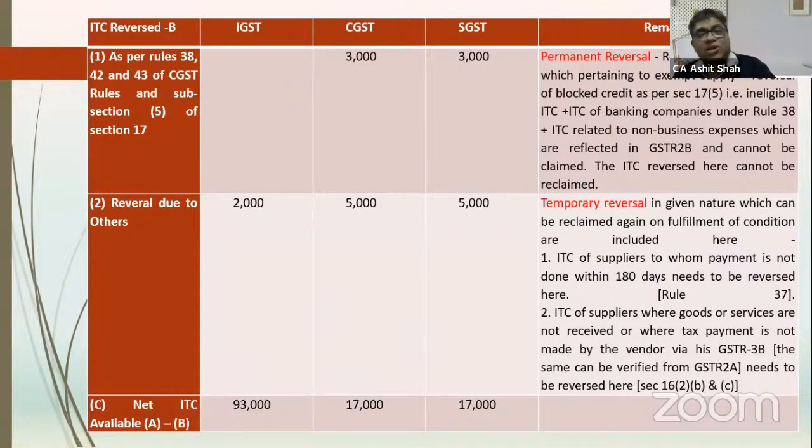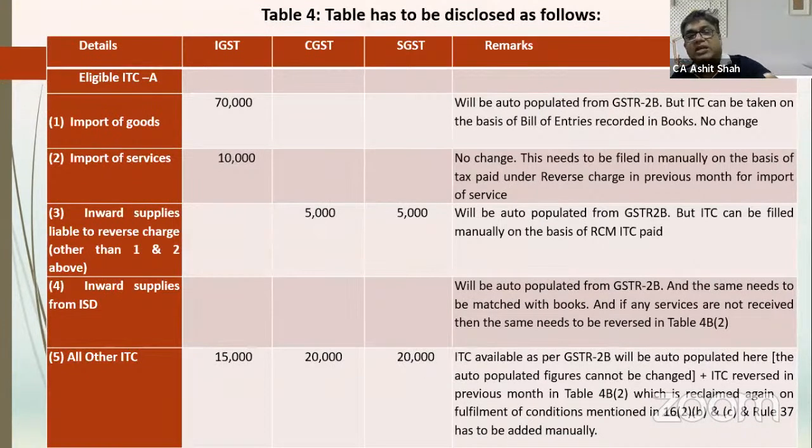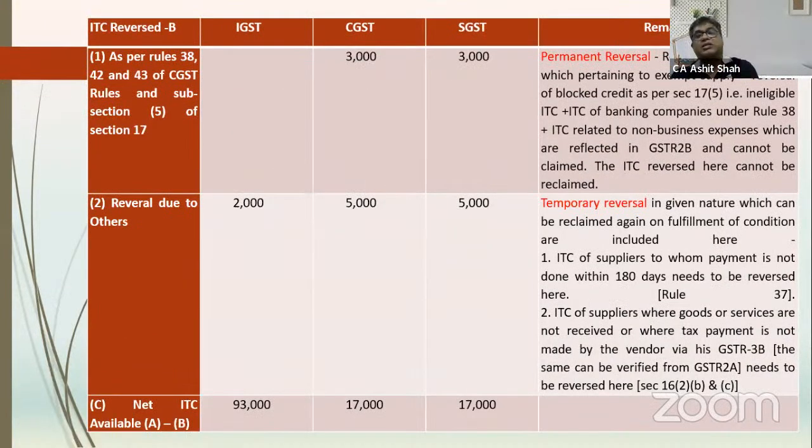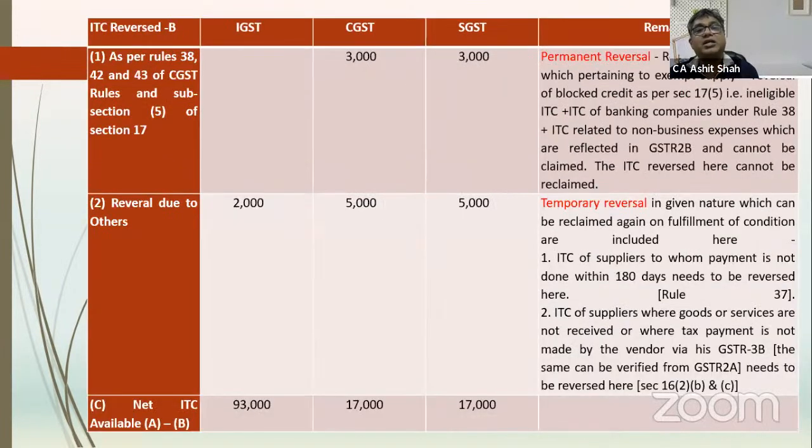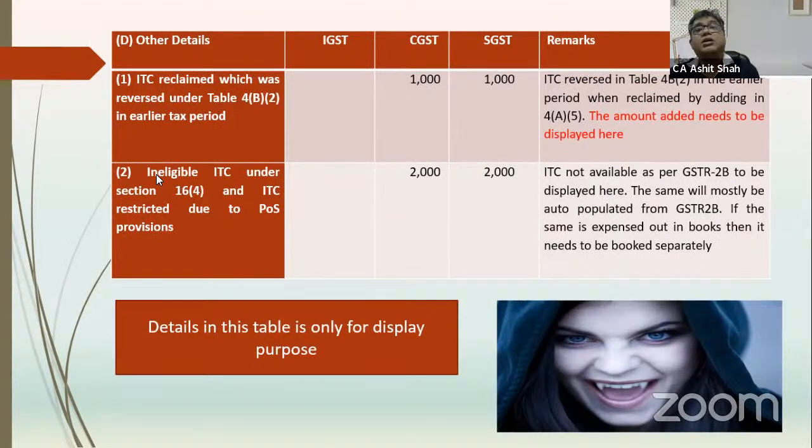ठीक है? So now after taking into consideration the reversal, what we will get is the net ITC. Net ITC is what? A, the eligible ITC, minus the reversal, that is B, and the net ITC would be eligible. Now this is not the end. Now what disclosure is to be given over in part D is other details. In other details, now we have to show the ITC claim which was reversed under table 4B2 in an earlier tax period. So these amounts need to be displayed over here. That means if any part has been reversed earlier, that claim you have to put over here so that it will match with each other.